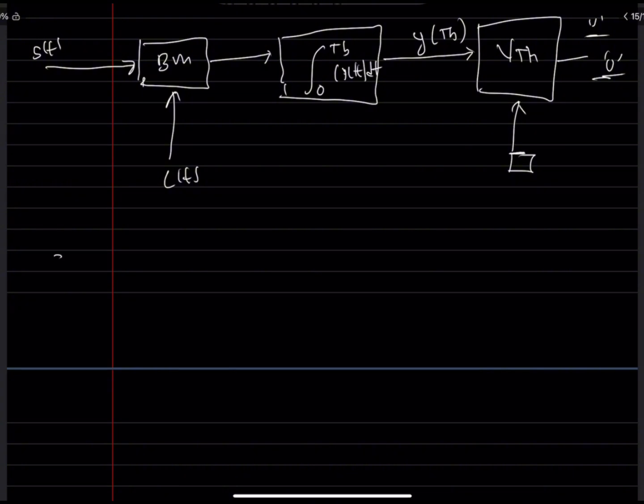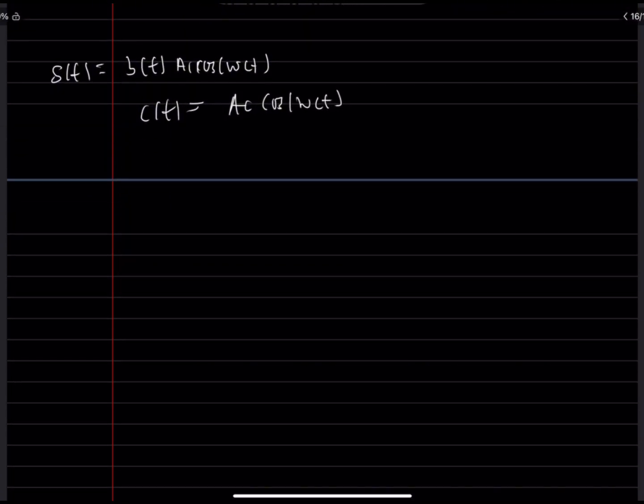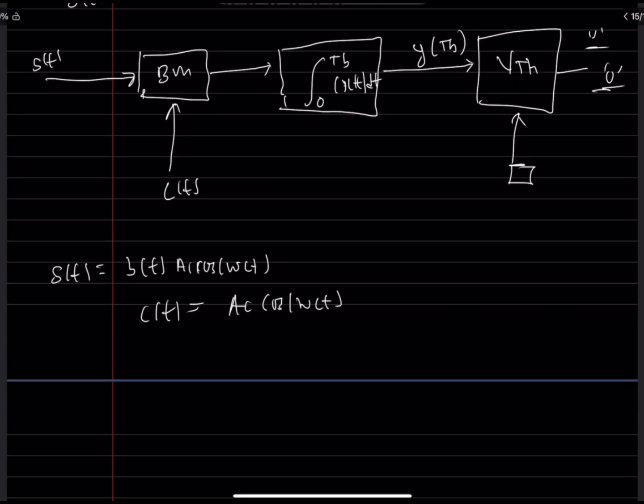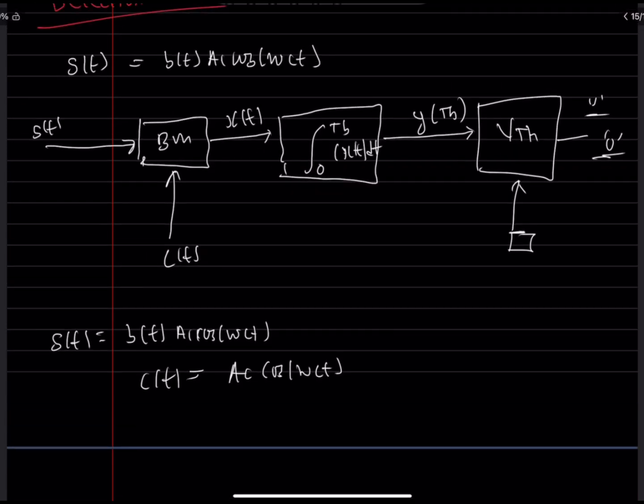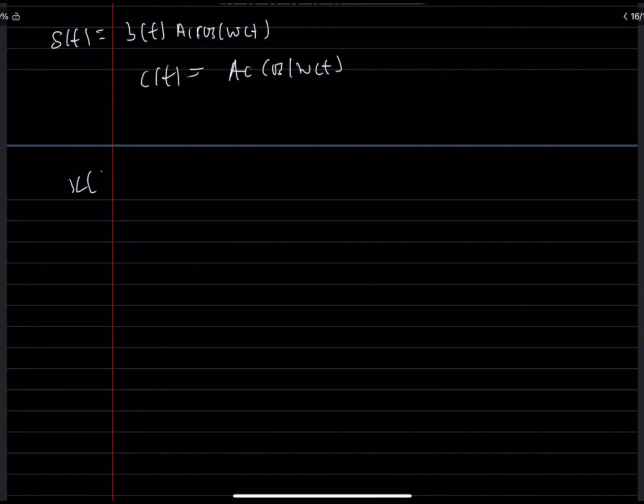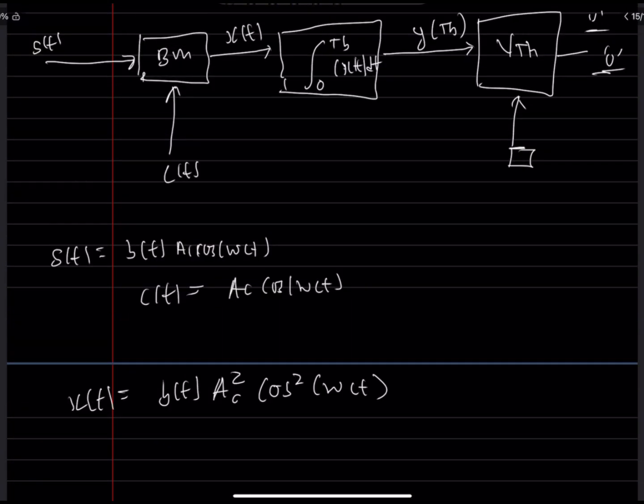Let's say S of t is equal to B of t A_c cos omega_c t, and then our C of t is equal to A_c cos omega_c t. Then for the balance modulator, the result we are going to get is S of t equal to B of t multiplied by A_c squared, remember we are multiplying them, cos squared omega_c t. So this is the output of the balance modulator.